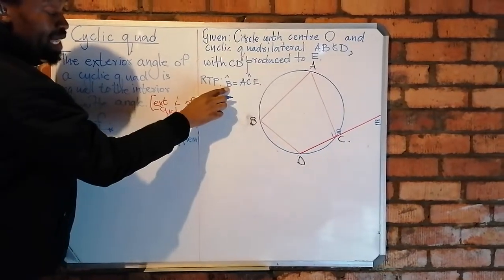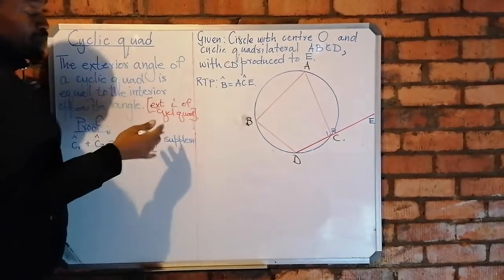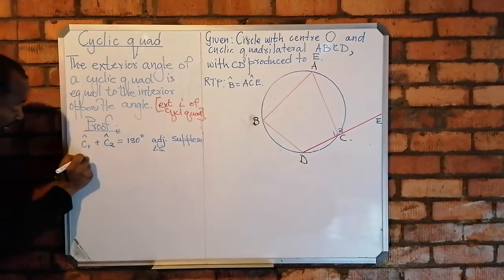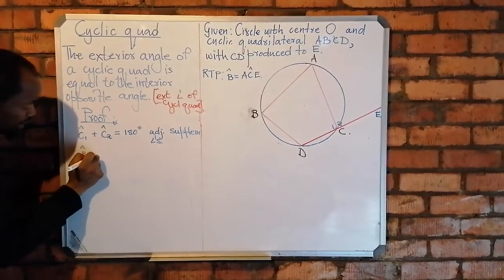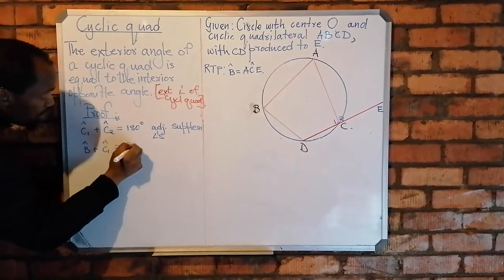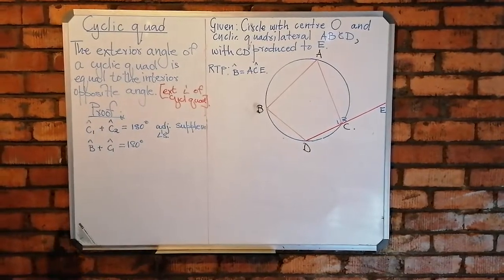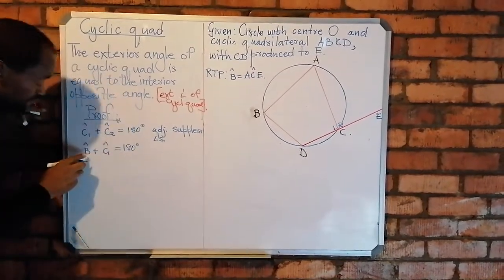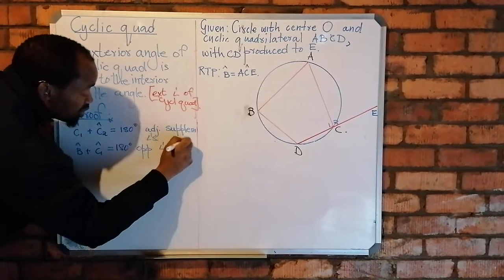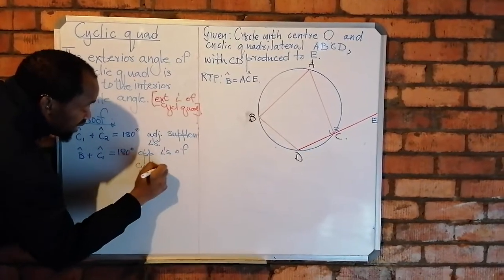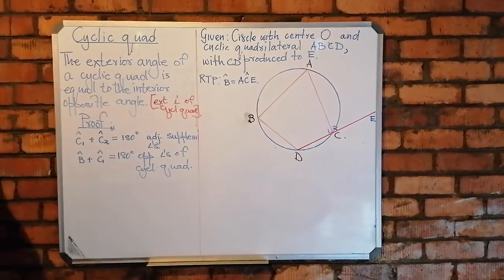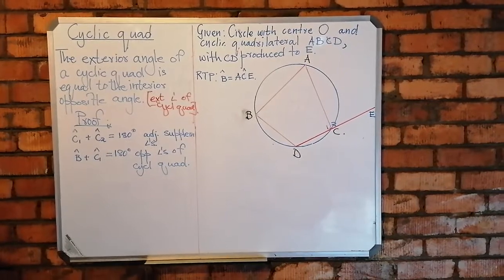Remember, I want angle B now. Whatever I'm bringing after this must have angle B. That is why I'm going to say angle B plus angle C1 add up to 180 degrees. How do I know this? These two angles are opposite angles of a cyclic quadrilateral. Remember, the theorem states that opposite angles of a cyclic quadrilateral are supplementary.